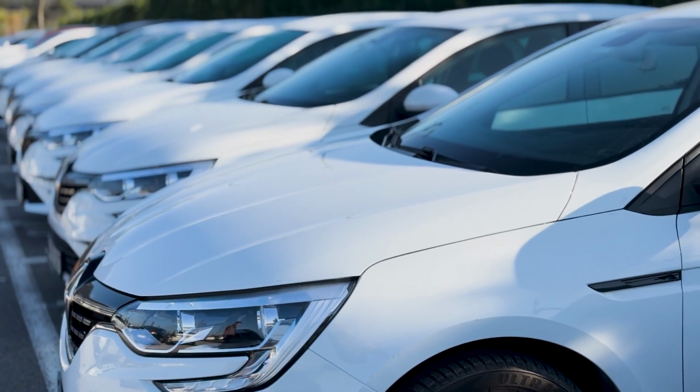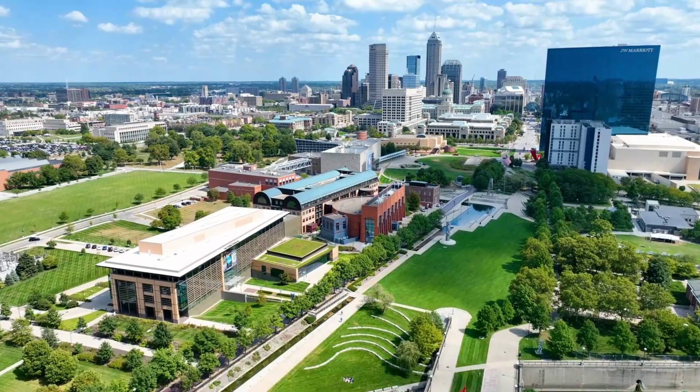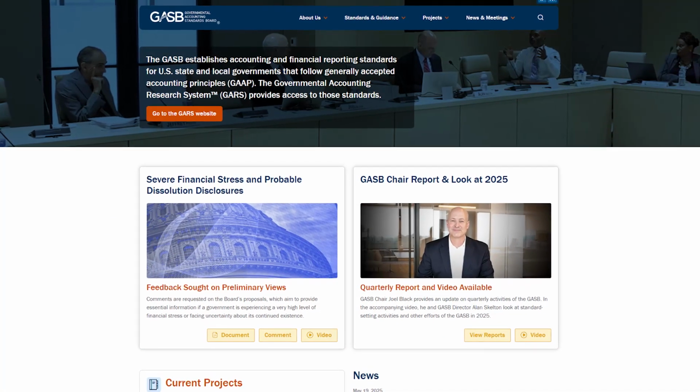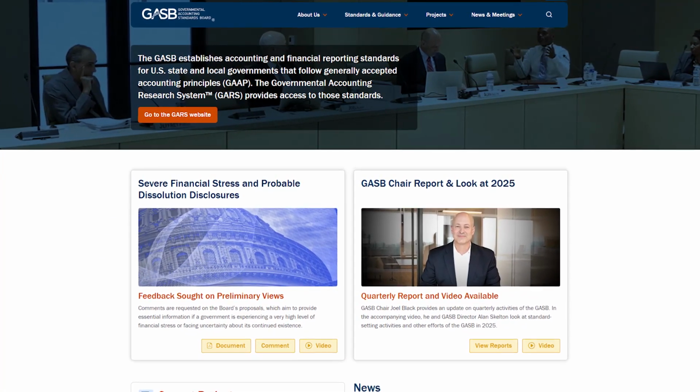Unlike guidance of some standard setters, Statement 104 does not require any changes to depreciation. In this case, the GASB decided that measurement was outside the scope of this project. Statement 104 is effective for fiscal years beginning after June 15th of 2025 and all reporting periods thereafter. Earlier application is encouraged. GASB Statement 104 is available on the GASB website at gasb.org.